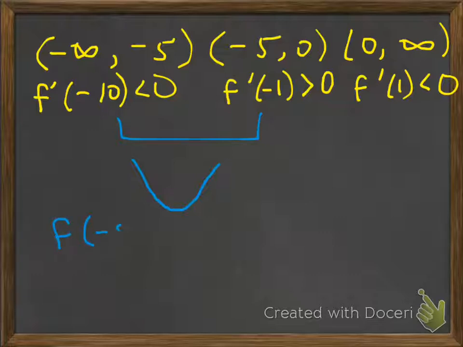at f of negative 5, notice I'm saying f of negative 5. It's the output that is the min or the max, not the x-coordinate. The x-coordinate is the location of it. The output is the min or the max.